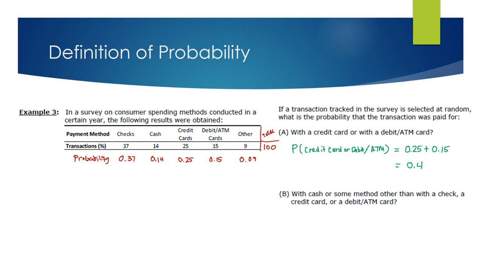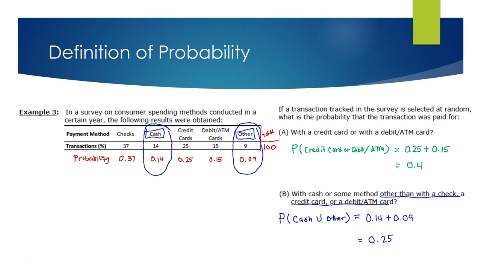For B, what's the probability that the transaction being picked is paid with cash or some other method other than a check, a credit card, or a debit ATM card? So we have cash, or we have the other category, and I can see those probabilities are 0.14 and 0.09, and that totals 0.23. So the percentage that we expect out of this group would be about 25%. So this is the beginning of this.